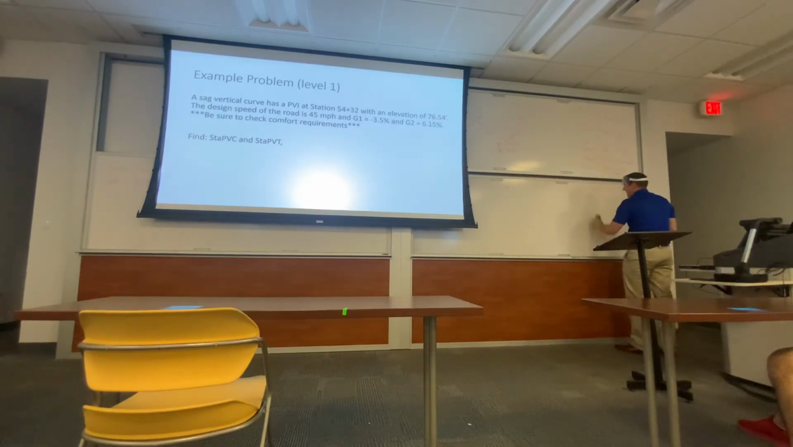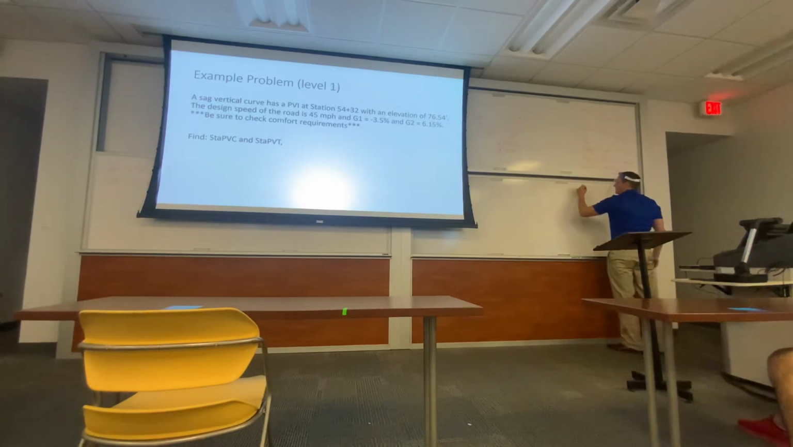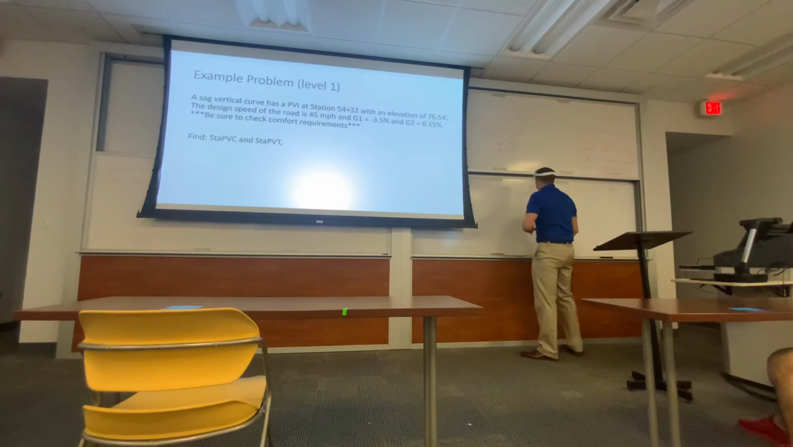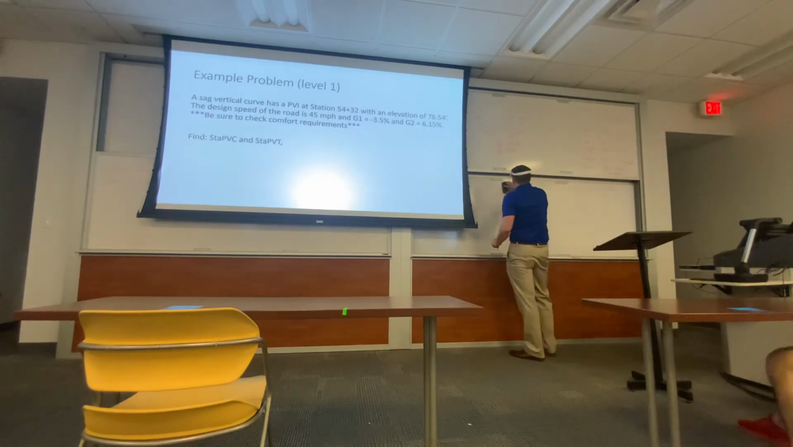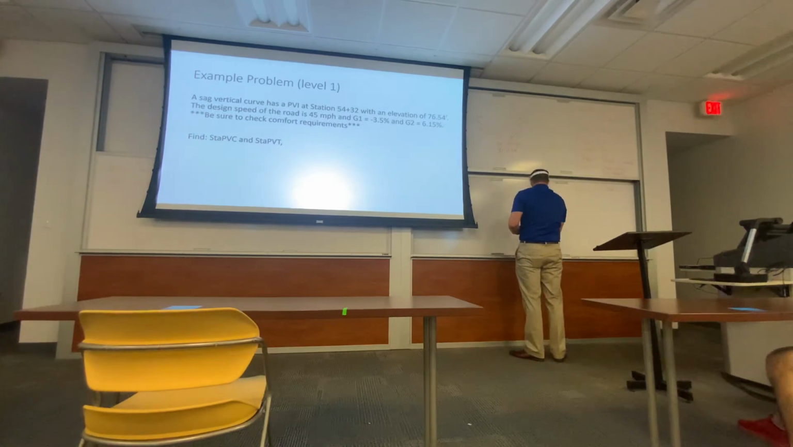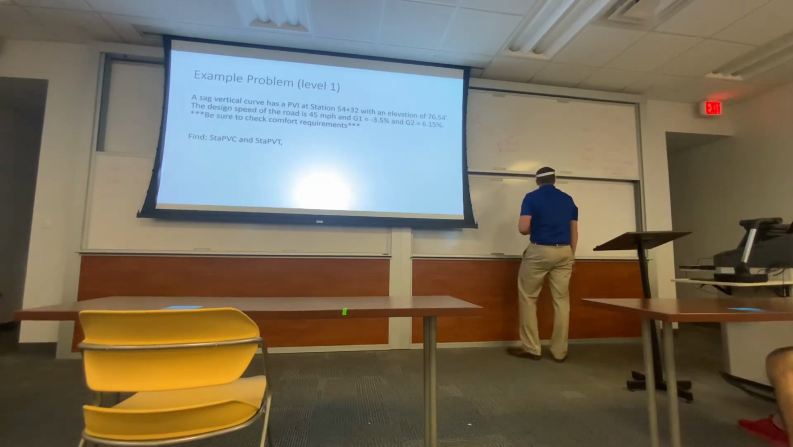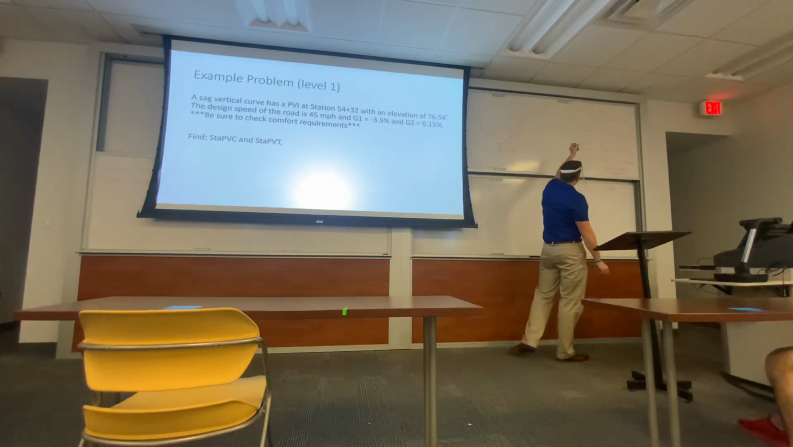Okay, now we gotta calculate A, which is the absolute difference between the grades, which is 6.15 minus negative 3.5. That's 9.65. Let's go. Okay? So good, find S.